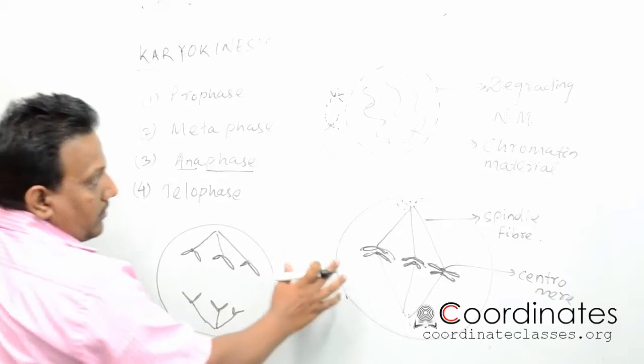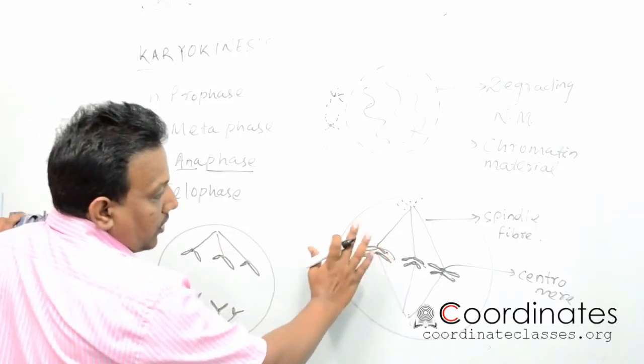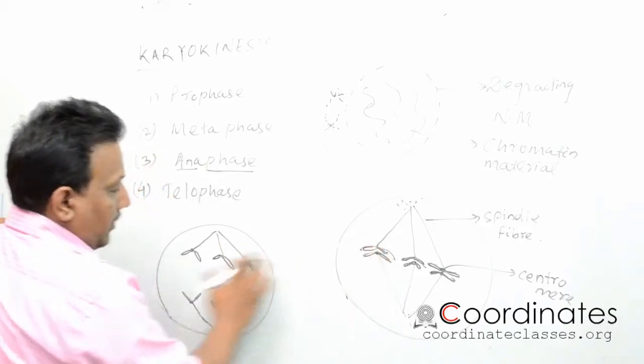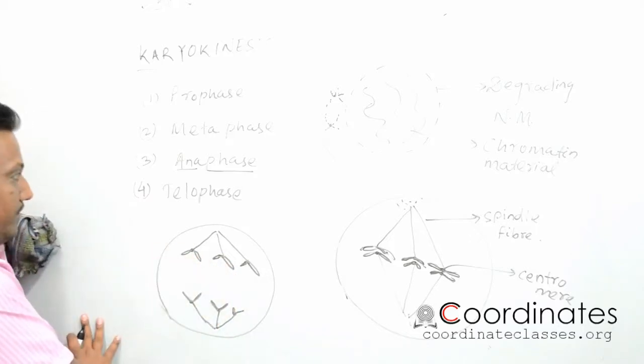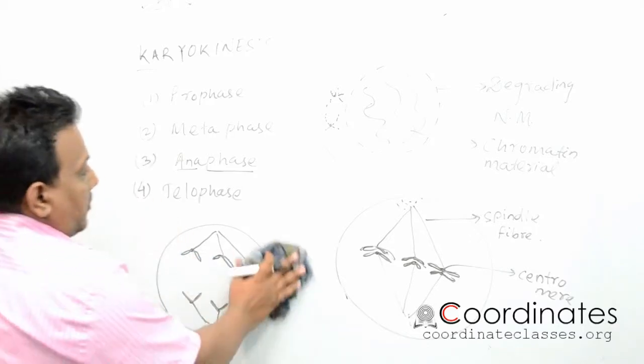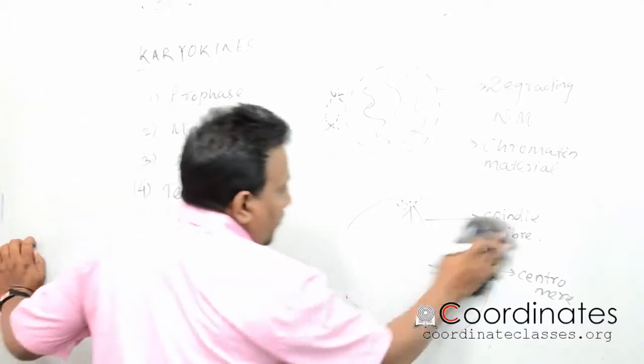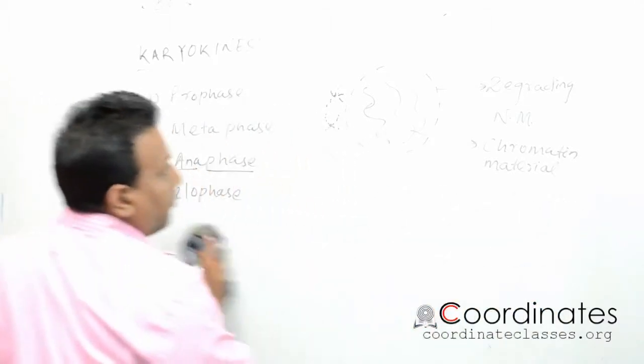But the difference is, previously each chromosome during metaphase has two chromatids. Now each chromosome has one chromatid. Now it's the last phase, which is telophase. This telophase is just the reverse of prophase.